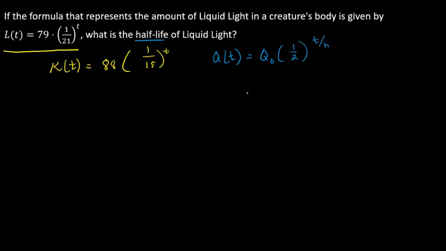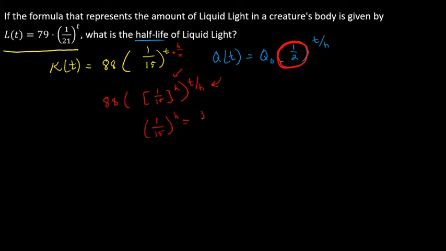In an effort to get my exponents under control, I am going to multiply my exponent t times h over h, and then I'm going to use exponent rules to manipulate this into looking like this. So I now have an h on the inside, I have an h as a denominator. Now I know, since I'm fitting this into a half-life format, that 1/15 to the h must equal 1/2.